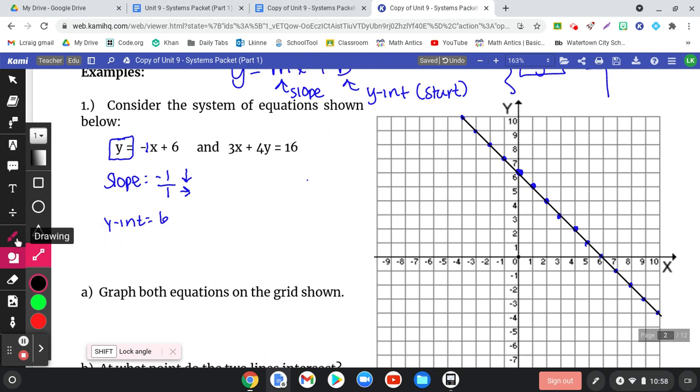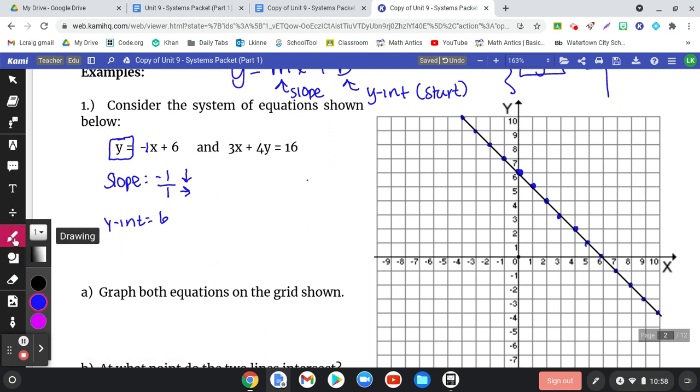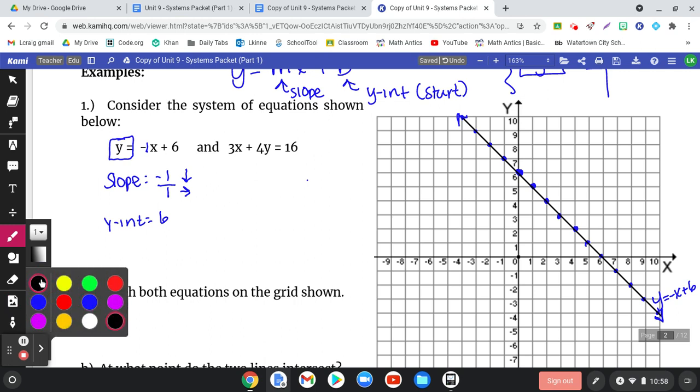Okay, so there's our line. I'm going to go back and finish it up here. We want to put the arrows to show that it's going to continue forever. And the equation, I'm going to put it off to the side since we're going to have another line over top of it. Okay, so now we're good with that equation.